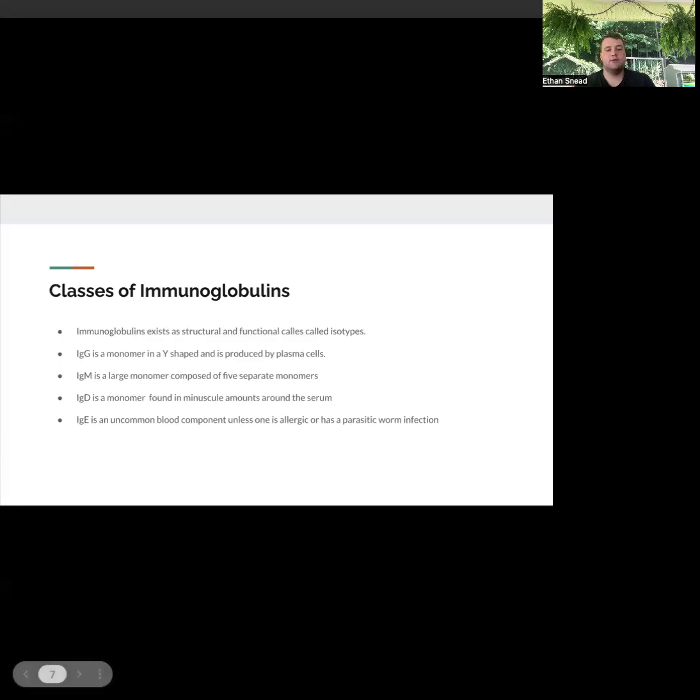Next, we're going to talk about the immunoglobulins, which come in different classes. Immunoglobulins exist in different structures, and they are also called isotypes. The first class is IgG, and it is a monomer with a Y shape. It is produced by plasma cells, and its primary response is by memory cells, which gives time for a given antigen to be processed.